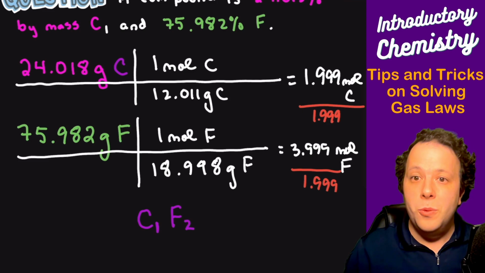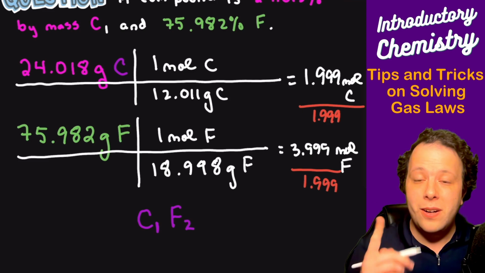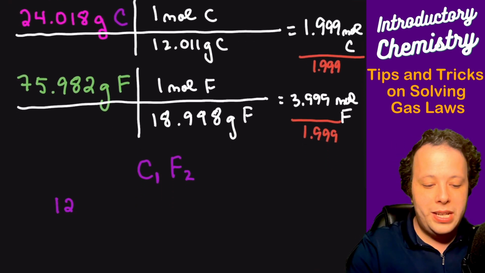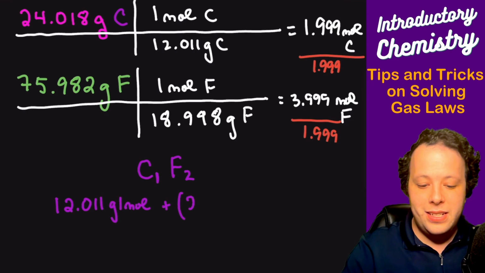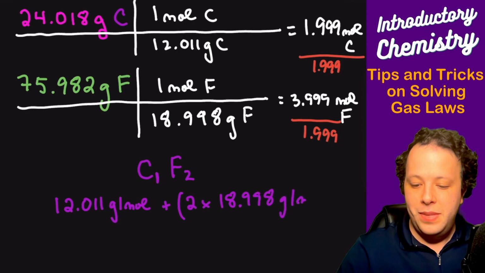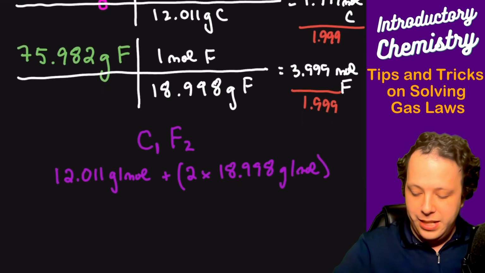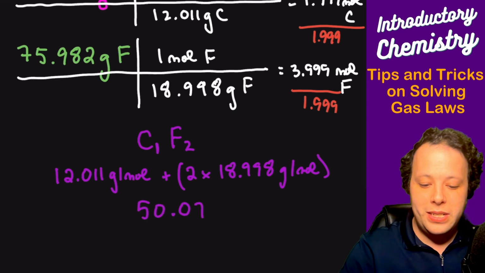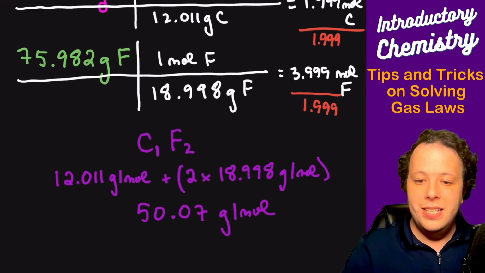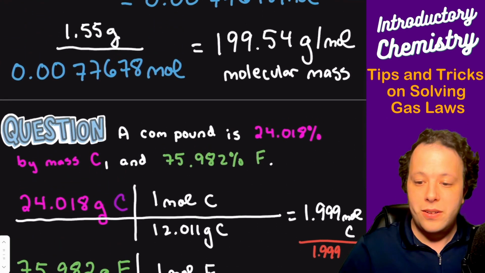Now, what we can do with this value is figure out what the empirical mass is, because we want to divide it into that molar mass that we had earlier. So in order to find that, we will take that 12.011 grams per mole, then add that to two times the molar mass of fluorine. And what we are going to get is a molar mass of 50.07 grams per mole.